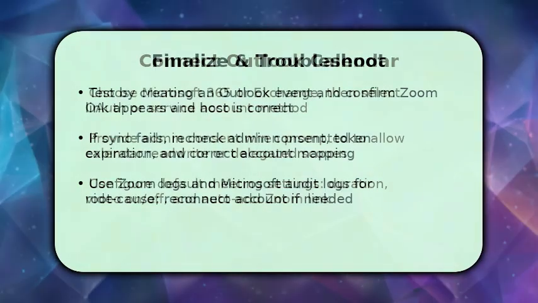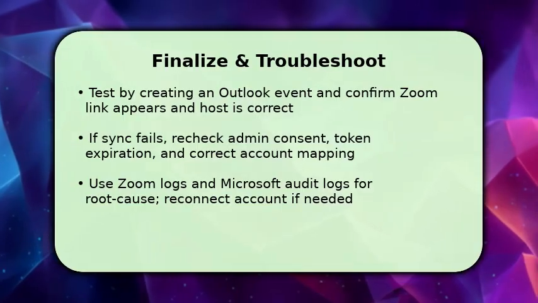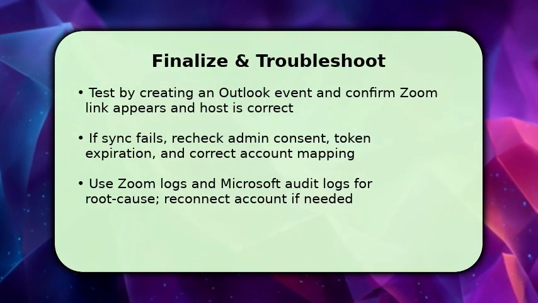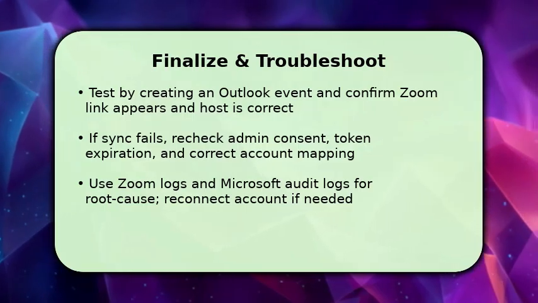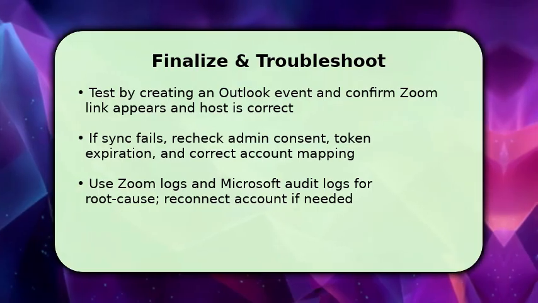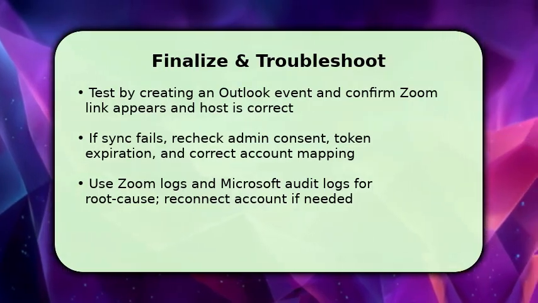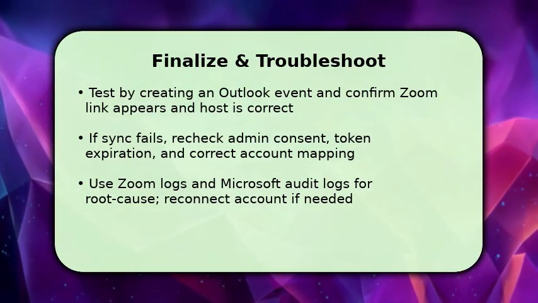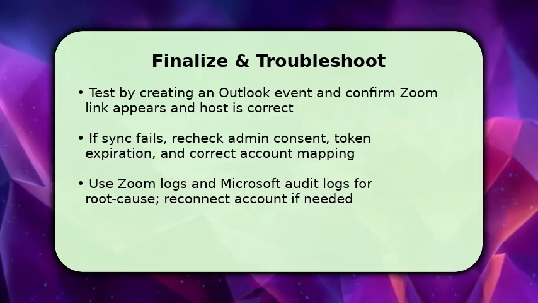Complete by testing a calendar event in Outlook and verifying a Zoom meeting link is added automatically. You should also confirm the correct host and time zone. If the link doesn't appear, make sure admin consent wasn't revoked and OAuth tokens haven't expired. Reauthorize the integration if necessary.